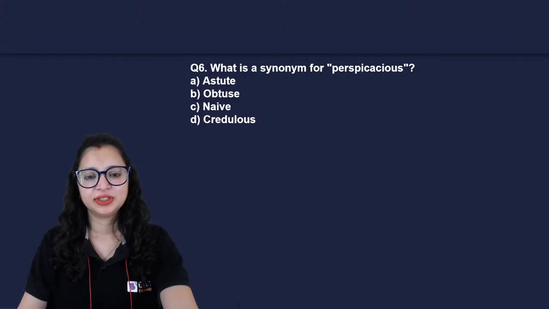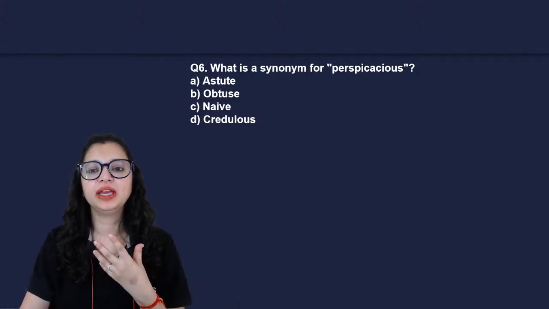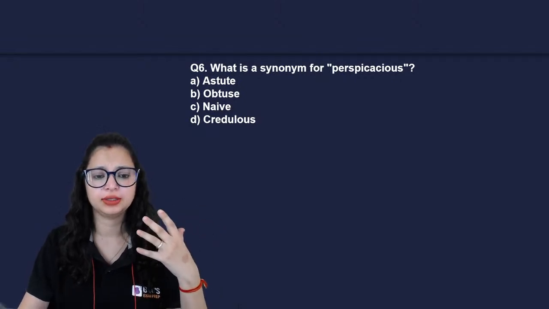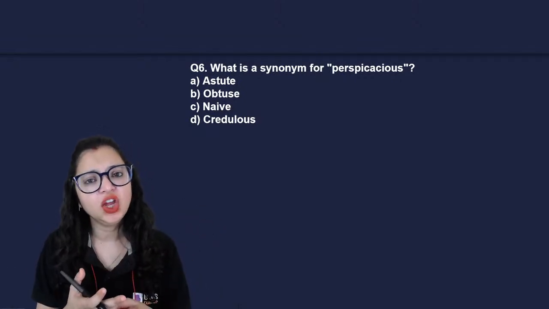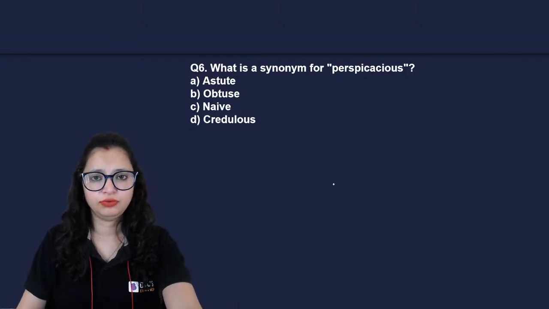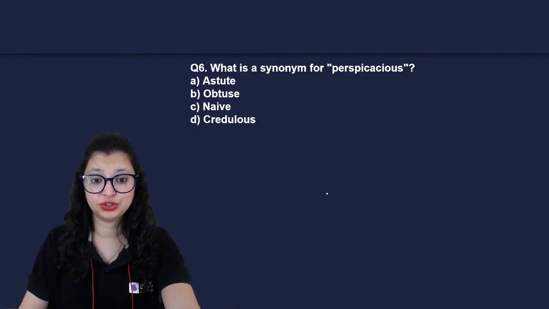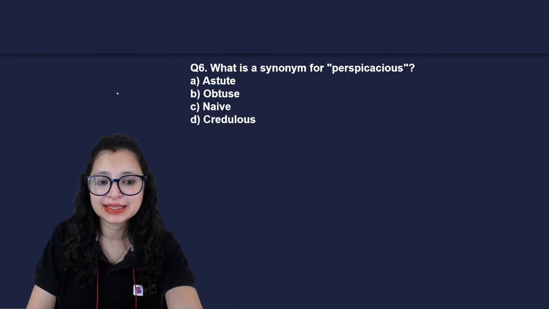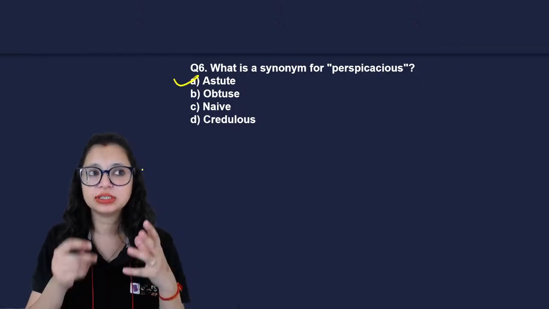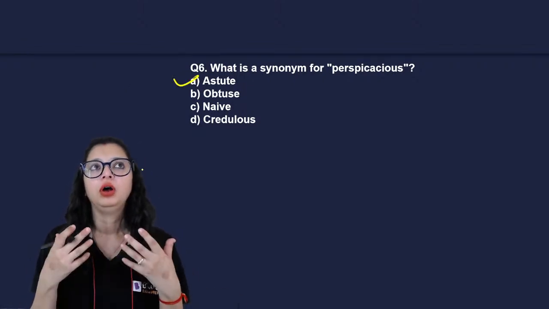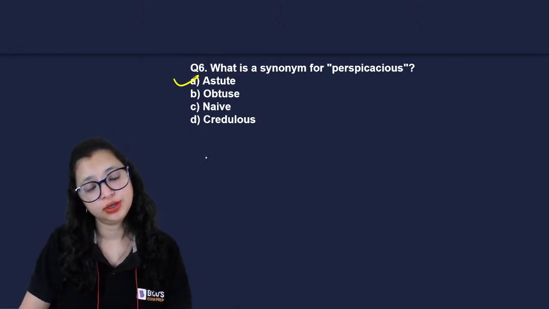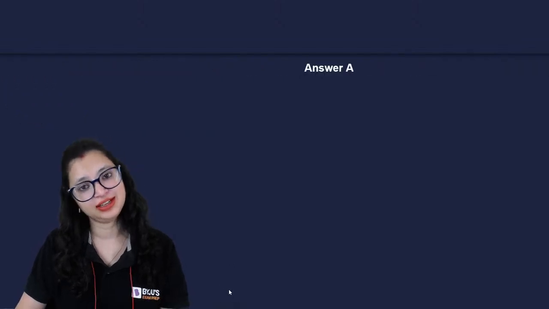Okay, perspicacious is a person who behaves in a very well thought and a good understanding of the situation, very thoughtful reaction is perspicacious behavior. So the synonym to that is going to be astute. Astute is a well thought, insightful, careful reaction to a situation. So astute is a synonym to that. A is our correct answer.